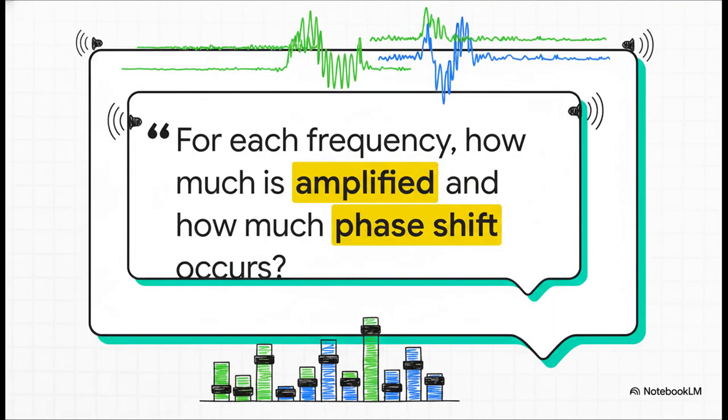A great analogy for this is a stereo's graphic equalizer. The transfer function is basically asking, for every single one of those frequency sliders, from the deep booming bass to the super high treble, how does the system change it? How much does it amplify it, and does it add any kind of delay or phase shift? It's a full breakdown, frequency by frequency.